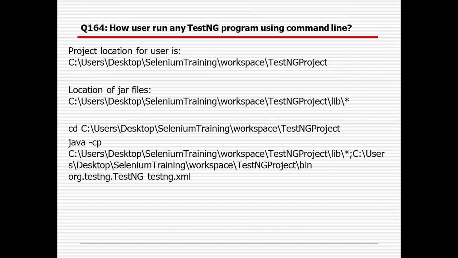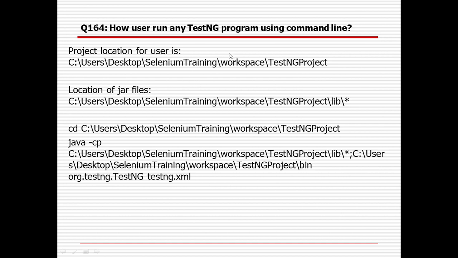How can a user run a TestNG program with the help of the command line? First you need to go to the command prompt. Before that, you need to get the workspace location of your project. Suppose in my case it is C, user, desktop, Selenium training, workspace, and the TestNG project. That is the project workspace, and that is the project name under the workspace I have created. There will be some jar files, such as the TestNG jar, then a library. All the jar files will be available in the path.